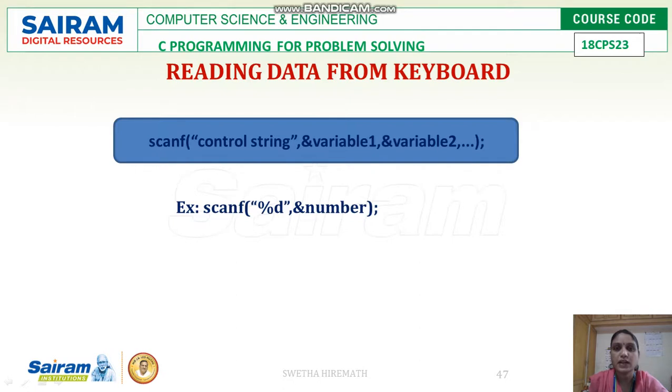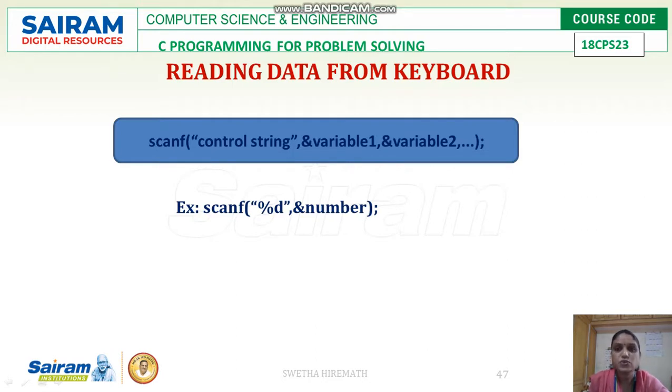Then coming to reading data from keyboard. Whatever data you want to read from the keyboard will be saved in the variable which you have declared, and based on which data type you have declared, we use the control string there. So %d will be used for integer data type, %f for float data type, %c for character data type, and then ampersand variable 1 and ampersand variable 2.